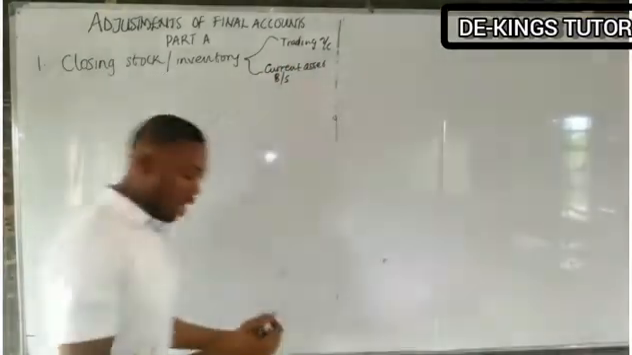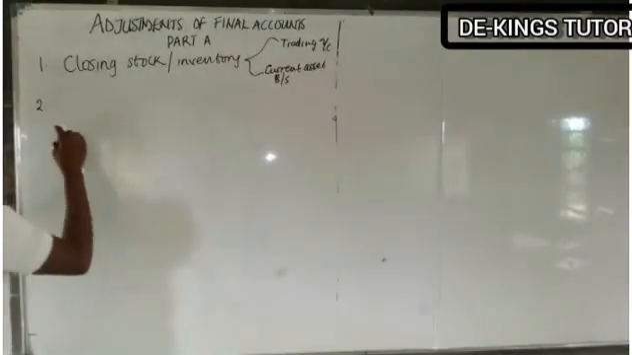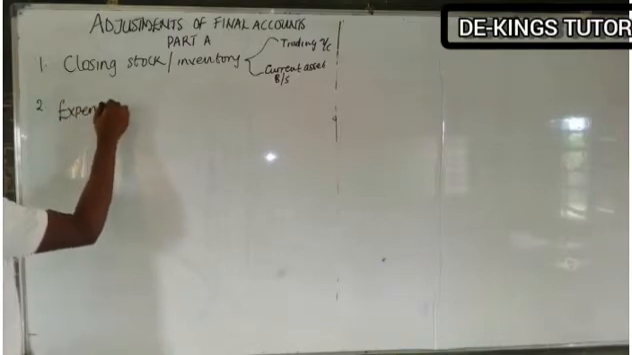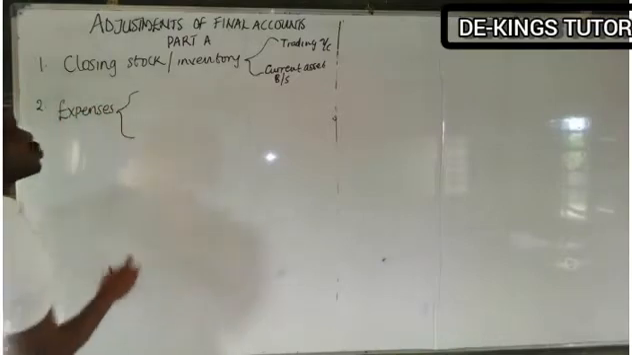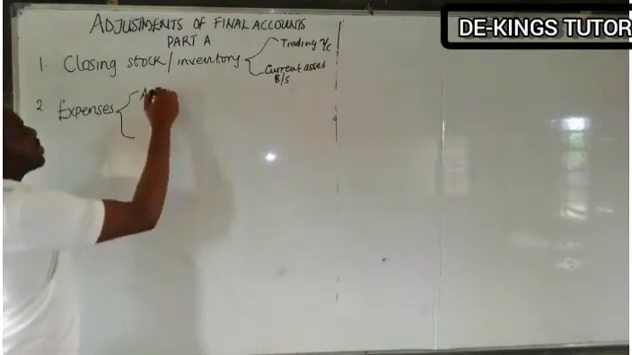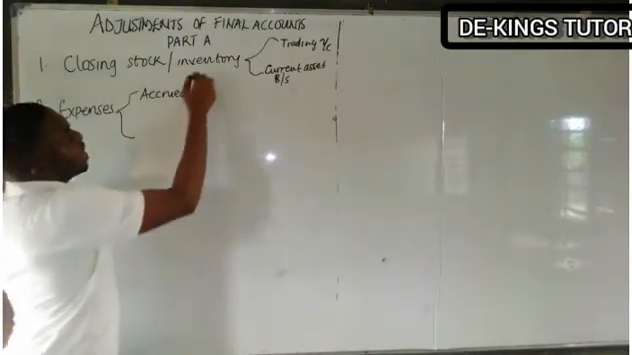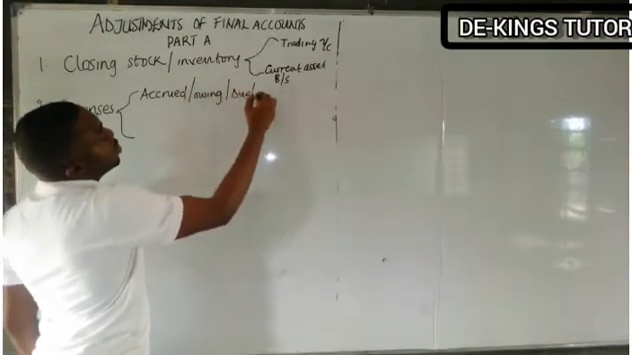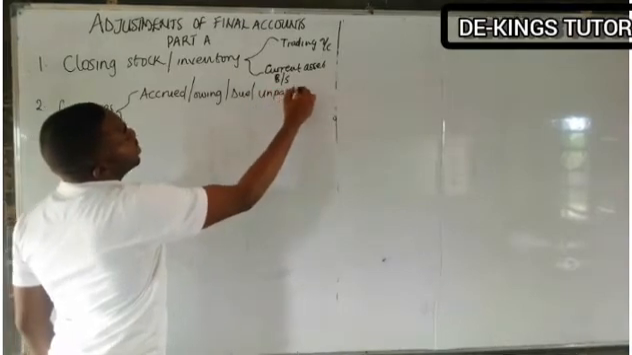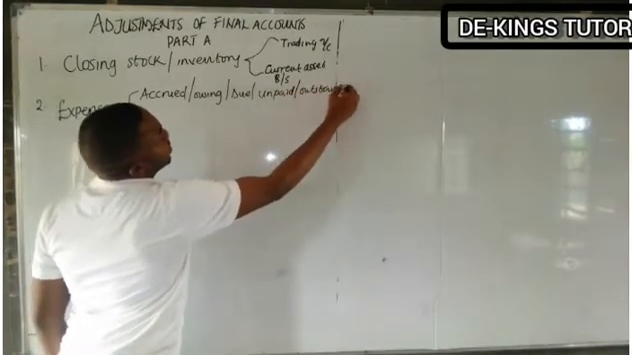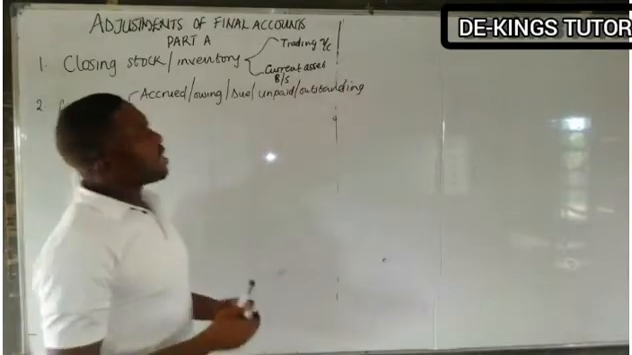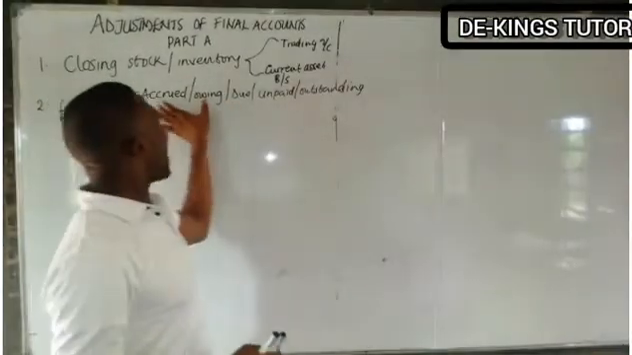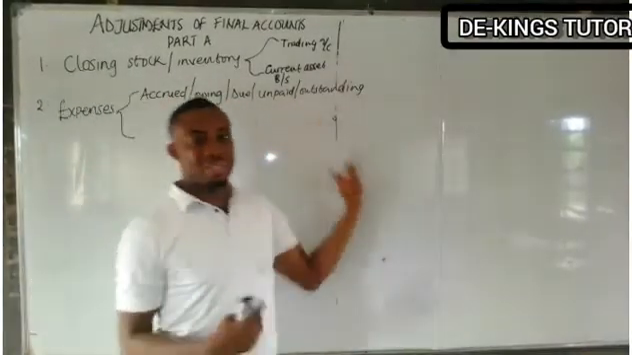Okay, another one that is also very important is our expenses. Whenever we have expenses, and these expenses can come in 2 forms. It is accrued. Now, accrued means owing. It still means due. It still means unpaid. It still means outstanding. So, which other word they want to use? So, expenses: accrued, owing, due, unpaid, outstanding.